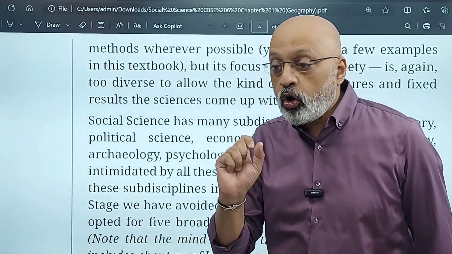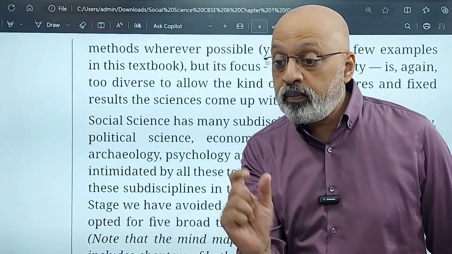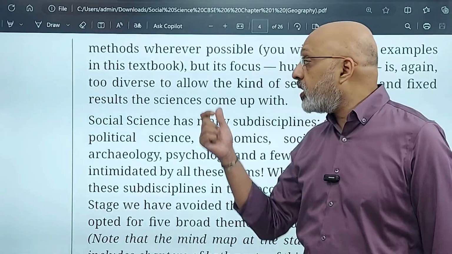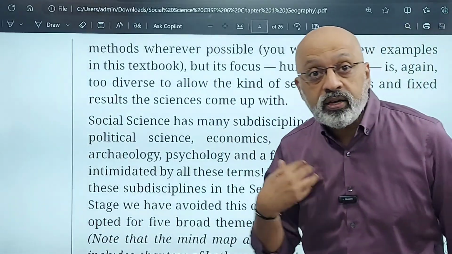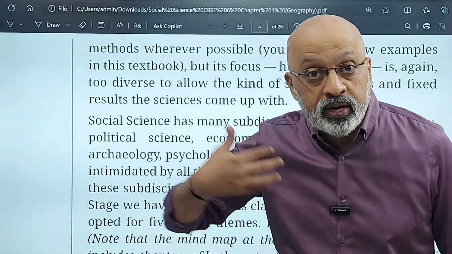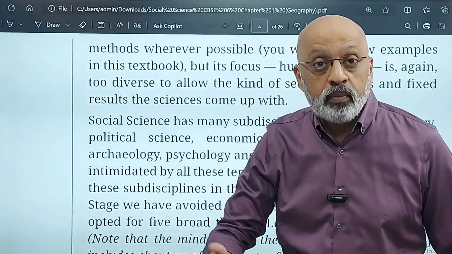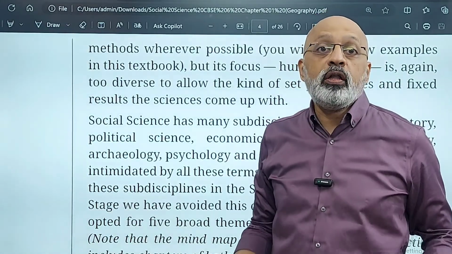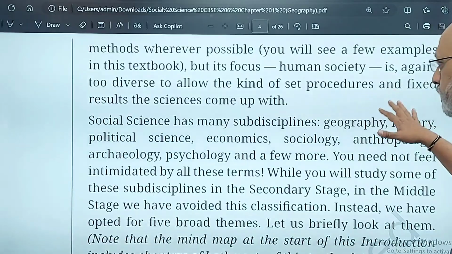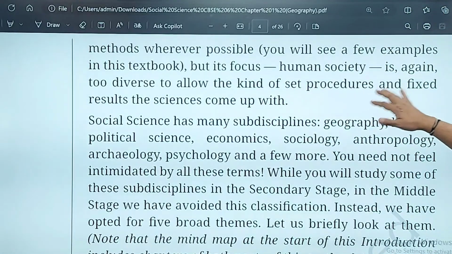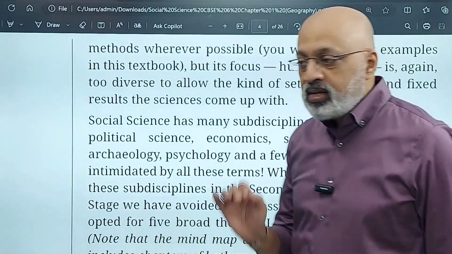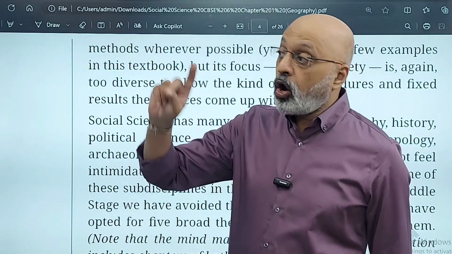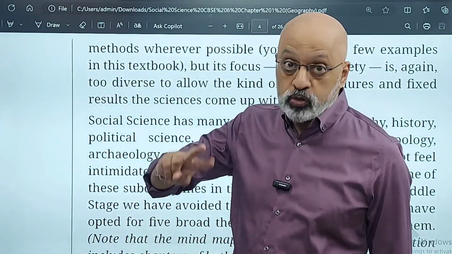उसमें फोकस रहता है on the experiment, the success of the experiment, the invention, the discovery, the answers to the questions. यहां पर फोकस रहता है ह्यूमन सोसाइटी पर, यानी कि आप, आपके पेरेंट्स, आपके ग्रैंड पेरेंट्स, मैं, मेरी फैमिली, मेरा नेबरहुड, मेरा आस पड़ोस, मेरा स्टेट, मेरा भारत, राइट? We will be focusing on the human society out here. It is again too diverse to allow the kind of set procedures and fixed results the sciences have come from. साइंस कहेगा कि इसका आंसर दो ही हो सकता है, लेकिन क्या वो दो केरला और आसाम दोनों में एक्सेप्टेबल होगा? हो सकता अलग हो.